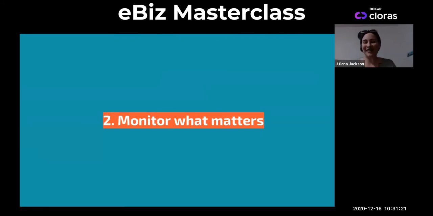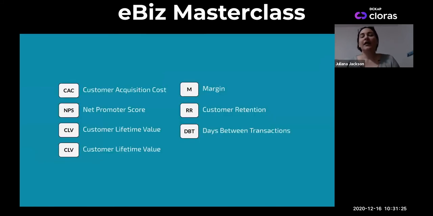Okay, so what next? You have to understand that you have to monitor what matters. Because yeah, you can monitor a lot of data. There's a lot of things that you can look at. There's always going to be enough data for you to look at. But from my experience and our experience at OmniConvert, these are the most important metrics that you should look at.